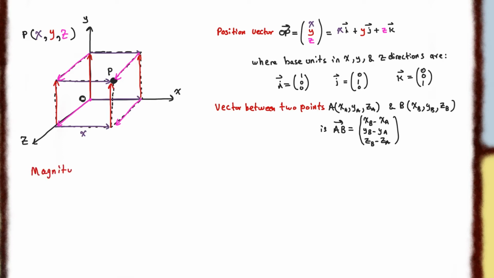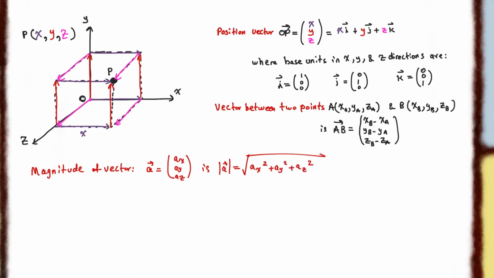The idea of finding the magnitude of a vector also remains similar to before. We still use the Pythagorean theorem, but now in 3 dimensions. If you have a vector with components ax, ay, and az, its magnitude is going to be the square root of ax squared plus ay squared plus az squared. So, for example, if we have a vector A with components 3, negative 1, and 2, its magnitude is going to be the square root of 3 squared plus negative 1 squared plus 2 squared, which is going to equal the square root of 14 units.